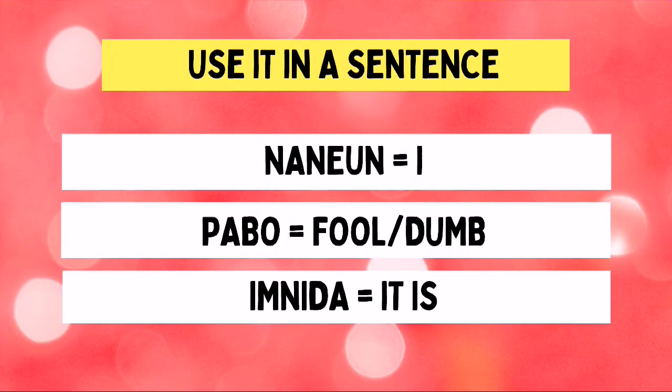The first part of the sentence is 나는. Na means I, and 는 is a subject particle added to na. The second part of the sentence is 바보입니다. 바보 means to be fool or dumb, while 입니다 is used to declare that it is. So, if we combine these three parts into one, it would result to a sentence that means, I am a fool.